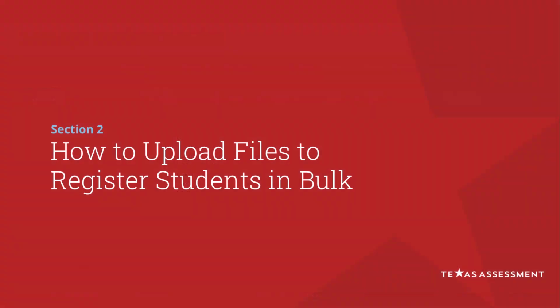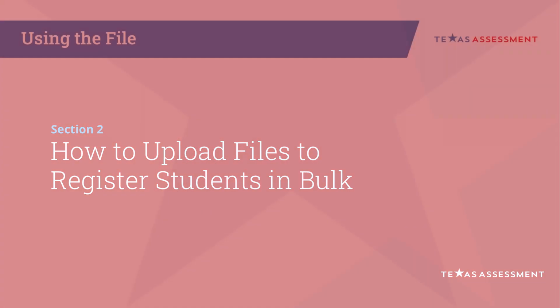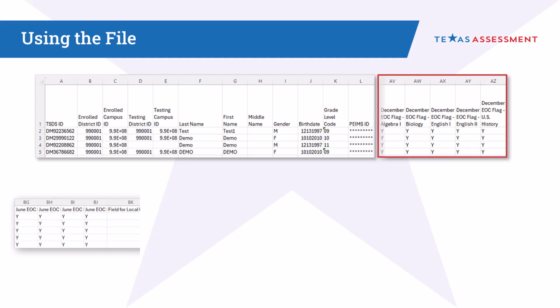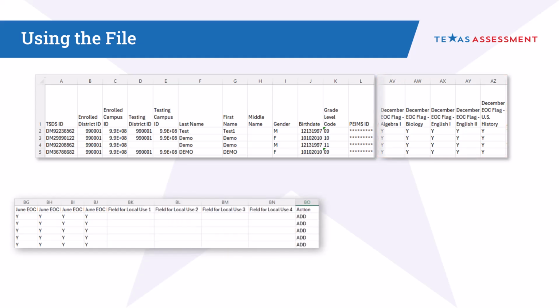We will now review how to upload files to register students in bulk. Using the Microsoft Excel file you downloaded from the Manage Students Results, you can make necessary changes to update students' eligibility for STAAR EOC assessments. December EOC flags, for example, are located in columns AV through AZ. Be sure to indicate Add when updating student records in the column BO.